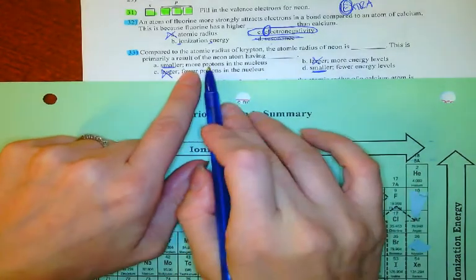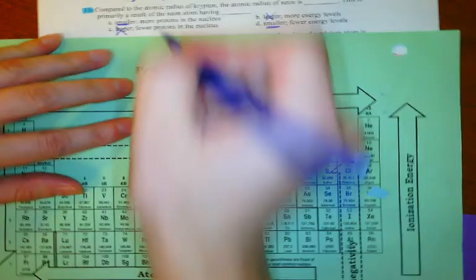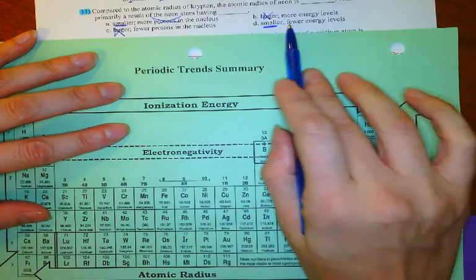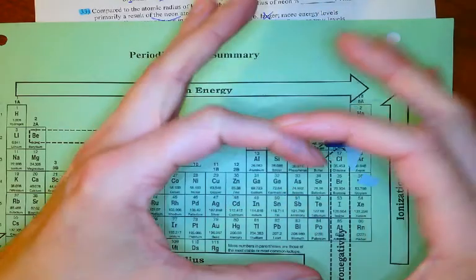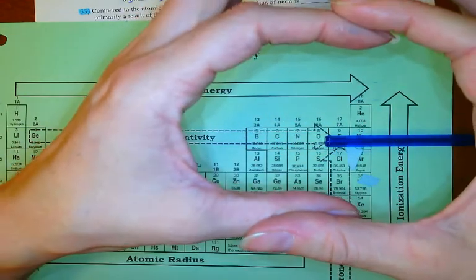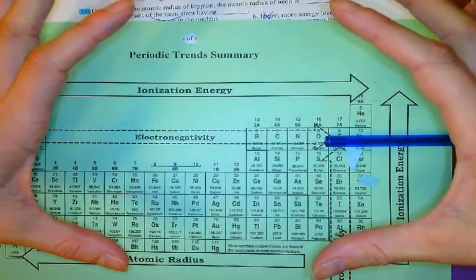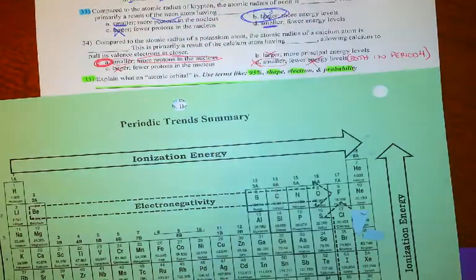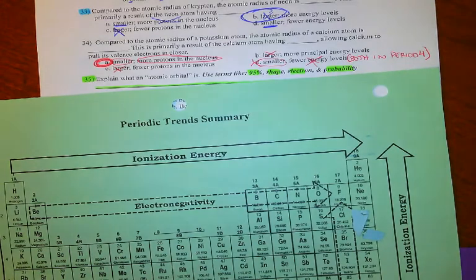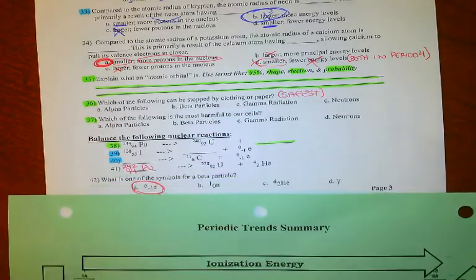Because neon has more protons? Neon has 10 protons. Krypton has 36. So neon definitely doesn't have more protons. It has fewer energy levels. Neon's here in period 2, so it would only have 1, 2 energy levels, versus krypton in period 4, which would have 3, 4. That's a bigger radius, a bigger circle. So there's my answer, letter B. That's the same way I did 34. I'm going to let y'all do your own here by using those words. Check your notes if you need to.